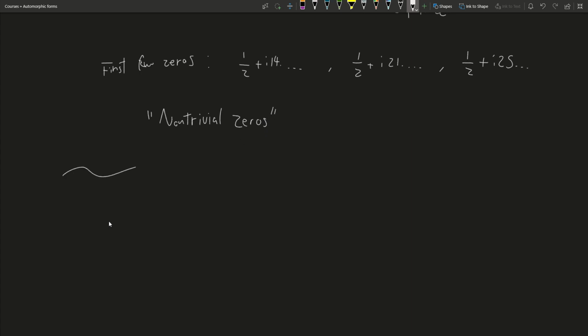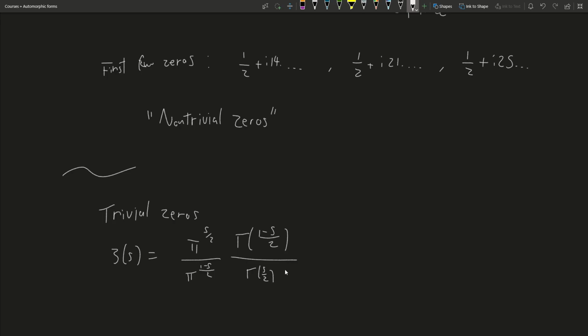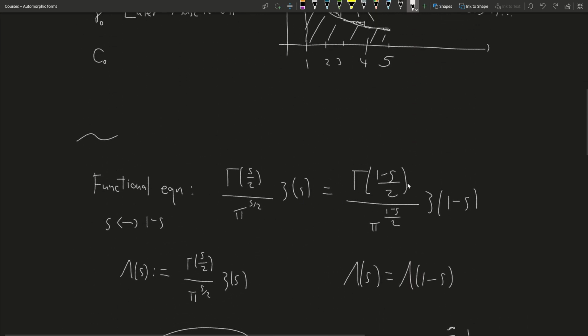So what are the trivial zeros? If we look at the functional equation, I'm going to write it this way: zeta of s is pi to the s over 2 divided by pi to the (1 minus s) over 2, times gamma of (1 minus s) over 2 divided by gamma of s over 2, times zeta of 1 minus s. And this is just exactly the functional equation, just rearranged.